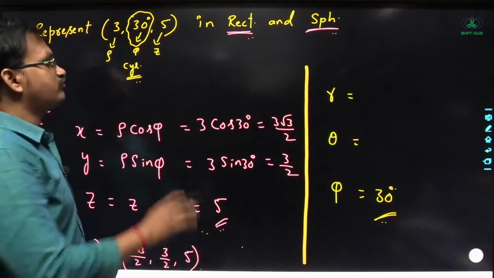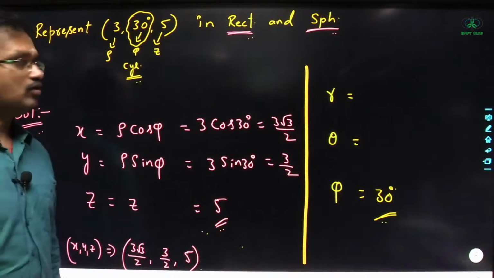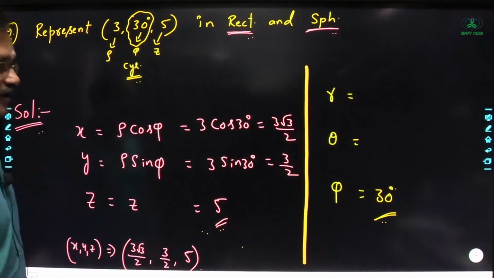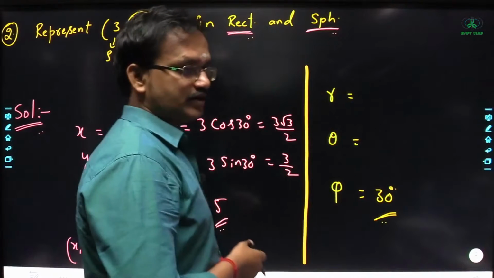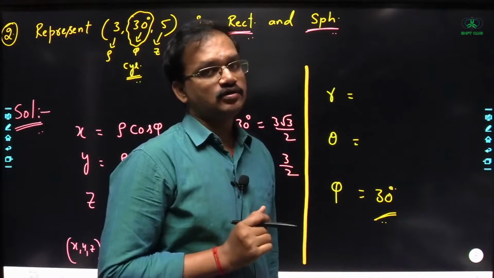So the value of phi will remain the same whether it is in cylindrical or spherical. That's why we can get directly phi equal to 30 degrees. Next, what is r here? How can we represent r in terms of a cylindrical coordinate system?